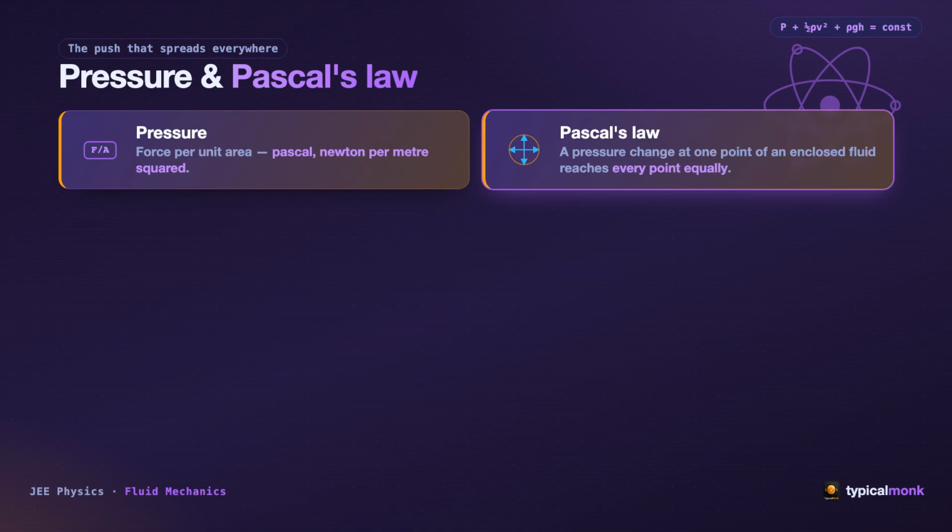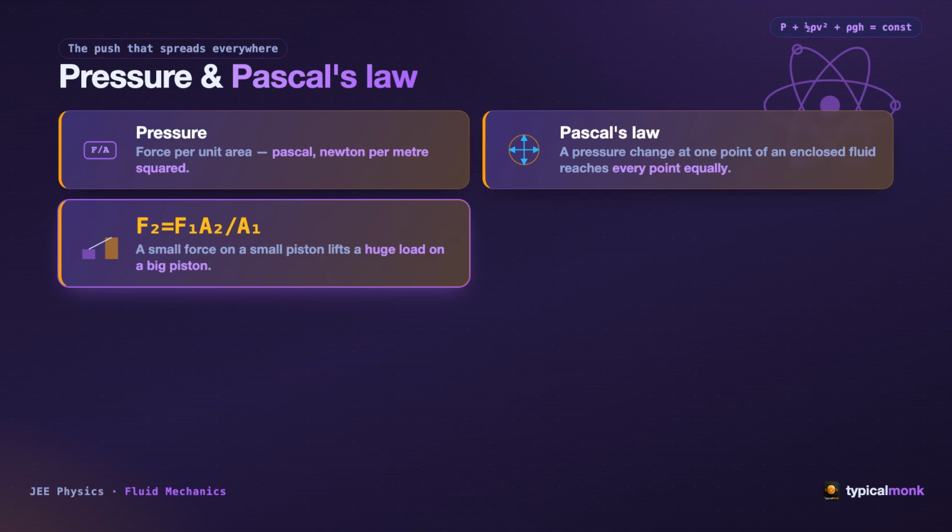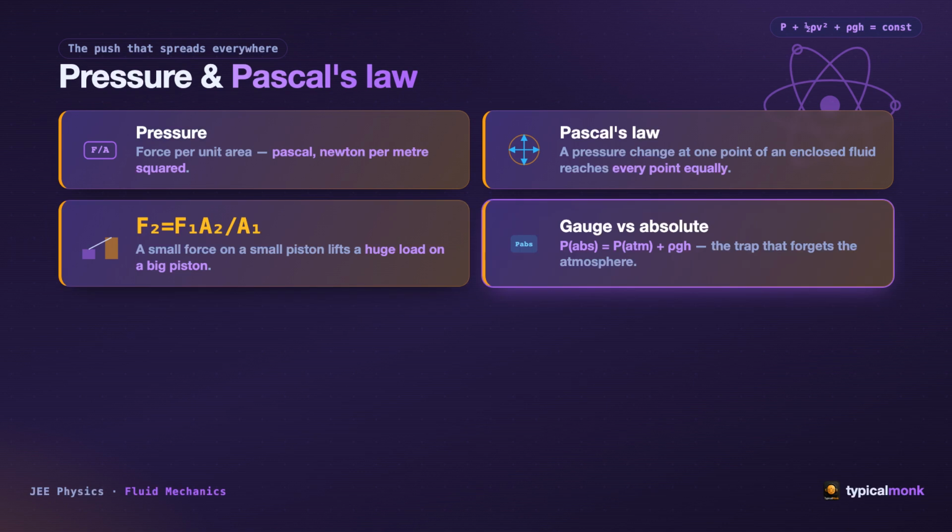Now, Pascal's law, the generous idea. Squeeze an enclosed fluid anywhere, and that extra pressure reaches every point inside it equally, undiminished. This is exactly how a hydraulic lift raises a car with one hand. A small force on a small piston becomes a huge force on a big piston, because the pressure between them must match. And one trap worth naming now.